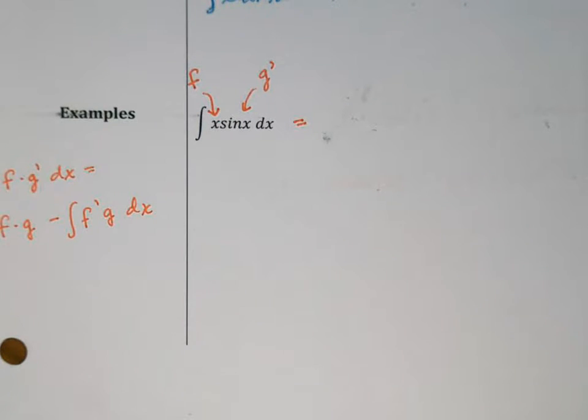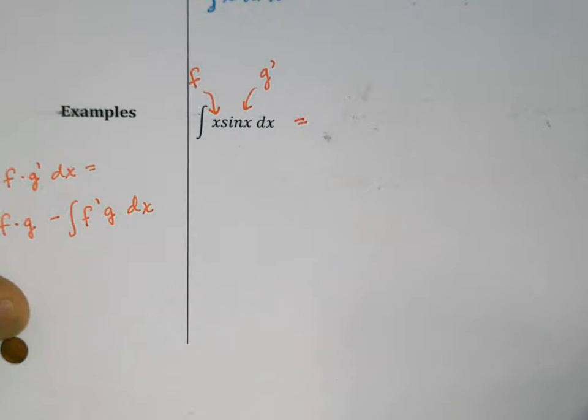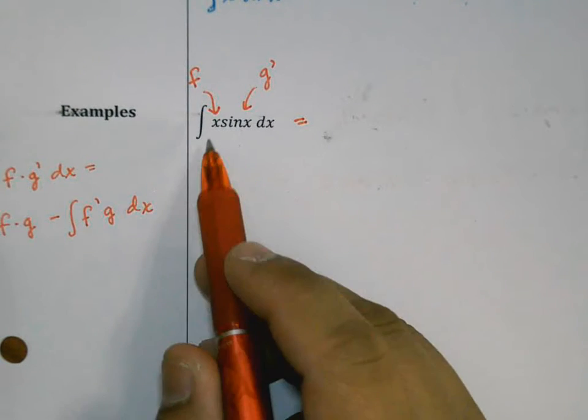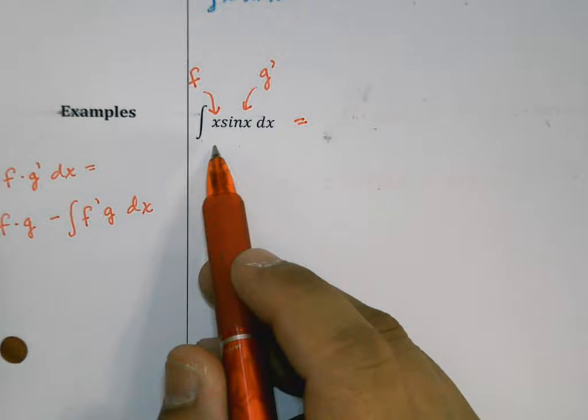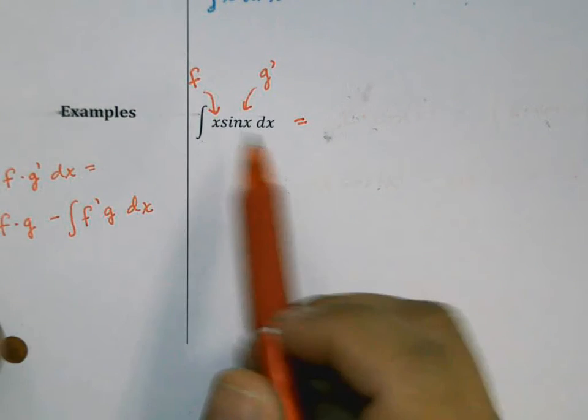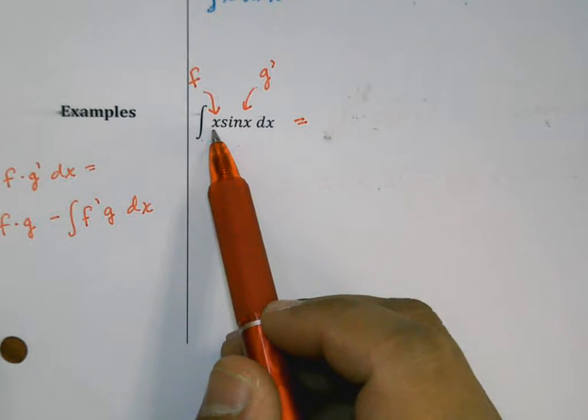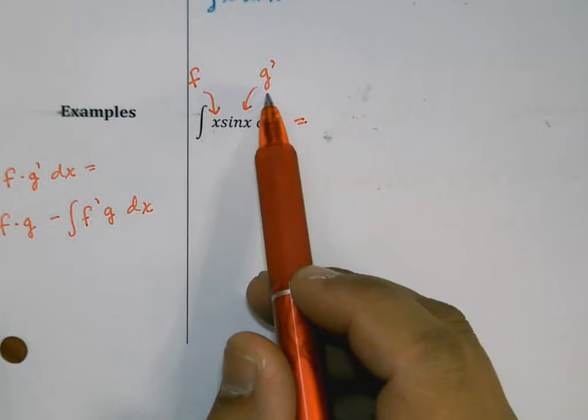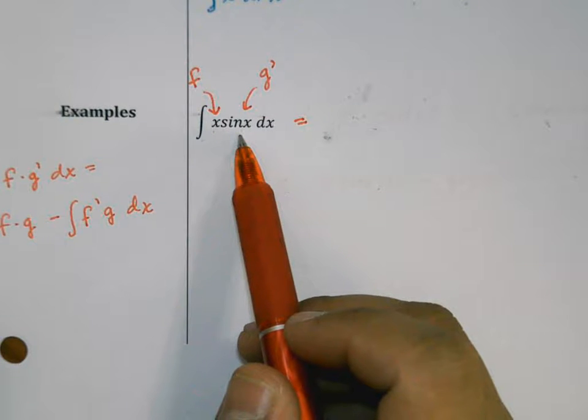Welcome to another example of integration by parts. And here we have a problem to integrate sine of x times x. And I've chosen f to be the x here and g prime to be the sine.